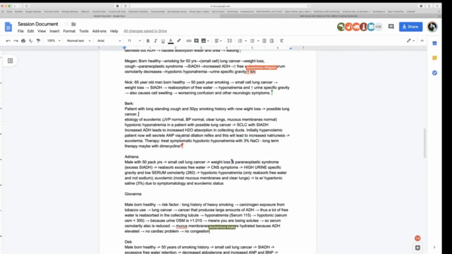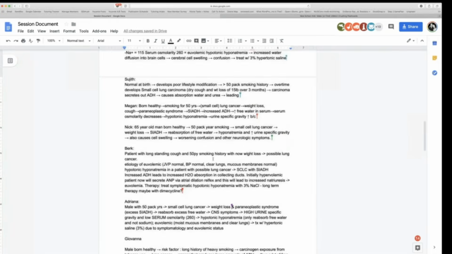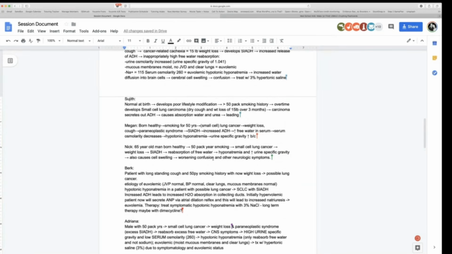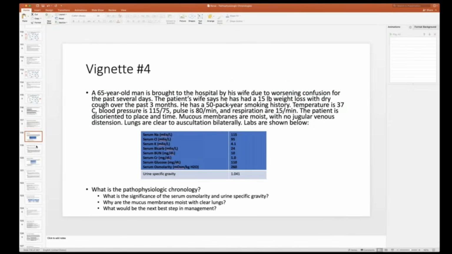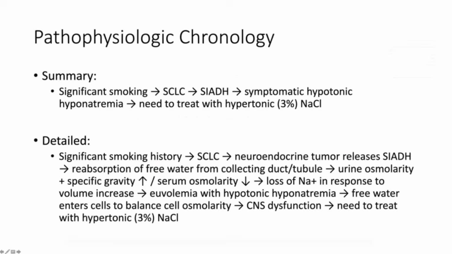Initially hypovolemic, now ANP. That's pretty good. We didn't talk about the mechanism for why you become hypovolemic, then euvolemic, and that's ADH, but that is the reason. Yeah, hypertonic saline. Demeclocycline. Gosh, would you use demeclocycline? Yeah, I guess you could, or maybe just try and treat this small cell lung cancer. Okay, good. So I will tell you what my pathophysiologic chronology was, and we will go from there.